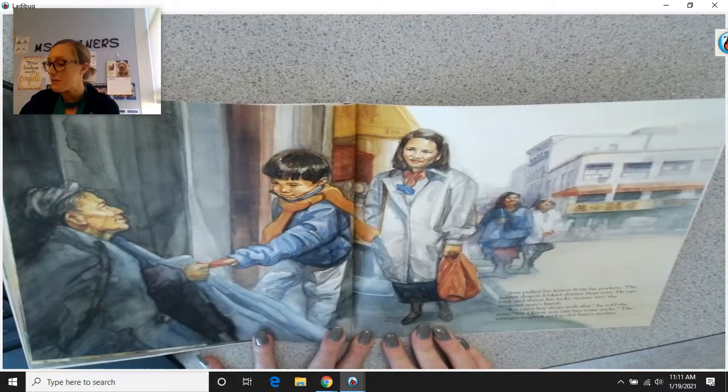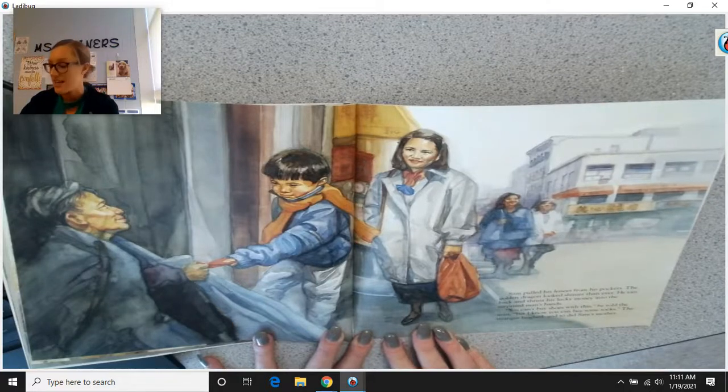Sam pulled his laces from his pockets. The golden dragon looked shinier than ever. He ran back and thrust his lucky money into the surprised man's hands. "You can't buy shoes with this," he told the man, "but I know you can buy some socks." The stranger laughed, and so did Sam's mother.